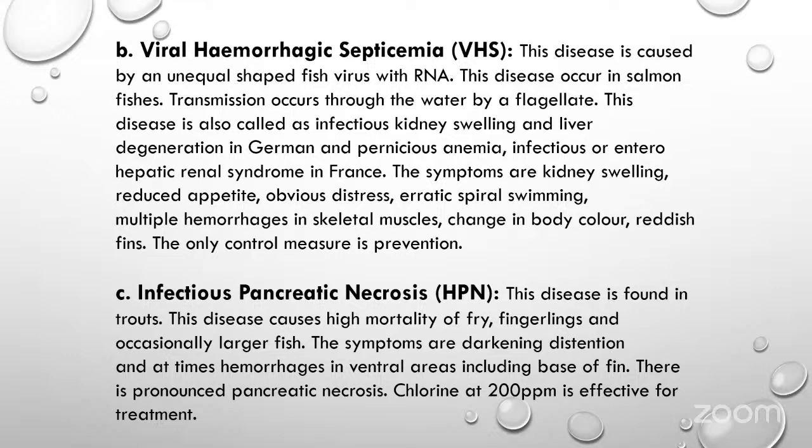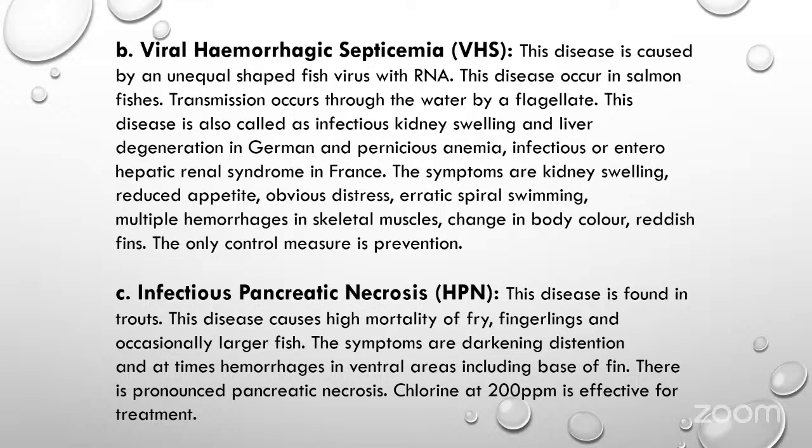Infectious or enterohepatic renal syndrome in France. The symptoms are kidney swelling, reduced appetite, obvious distress, erratic spiral swimming, multiple hemorrhages in skeletal muscles, change in body color, and reddish fins. The only control measure is prevention.